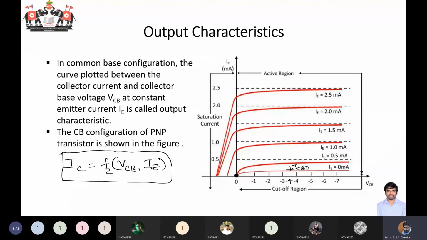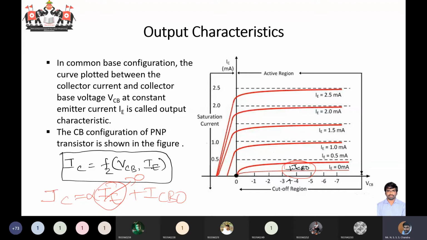when IE equal to 0, if you replace it in this equation, IC equal to alpha IE plus ICB naught, what happens? If you replace IE equal to 0, what will be your IC value? ICB naught. That's why when IE equal to 0, your IC is not equal to 0, but it's a small value, ICB naught.